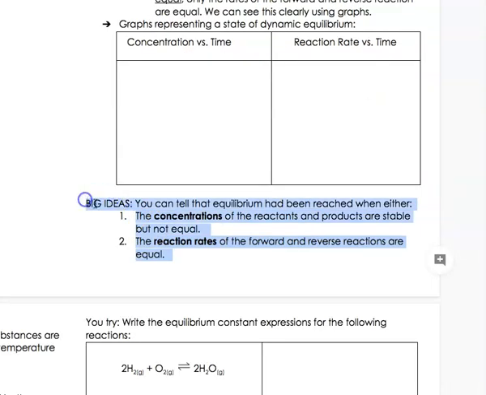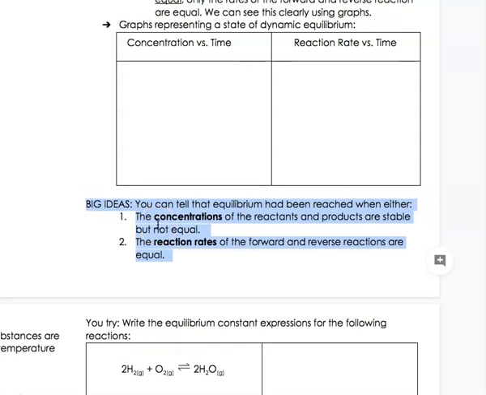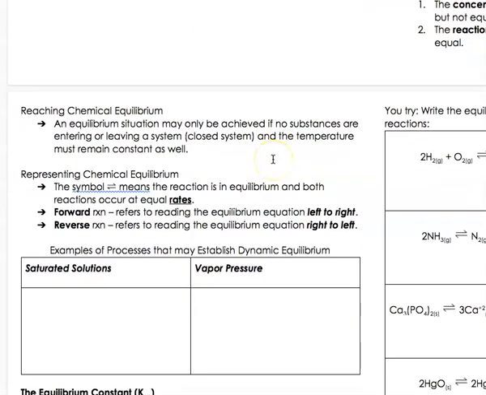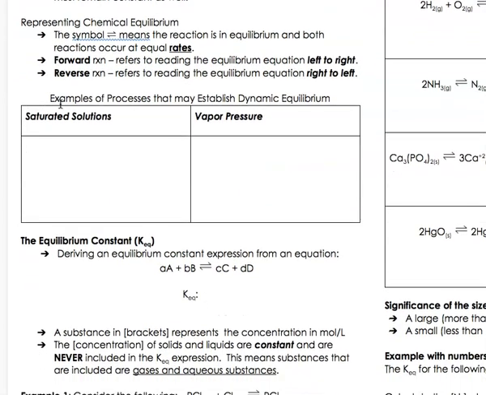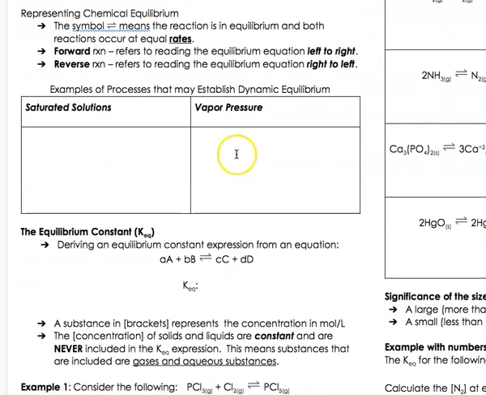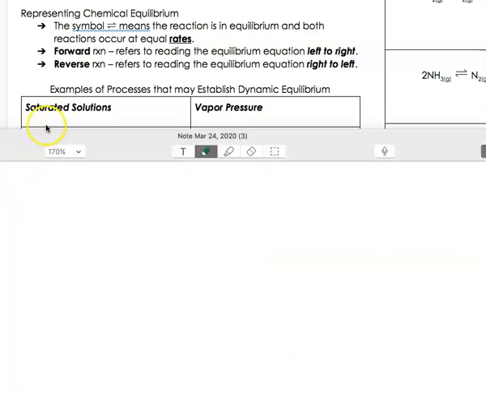The big ideas are right here, so go ahead and read them on your own. That was the theory, and here's more. You guys can read this on your own. And what I'm going to show you right here are two examples of equilibrium. My first example is an example of a saturated solution.